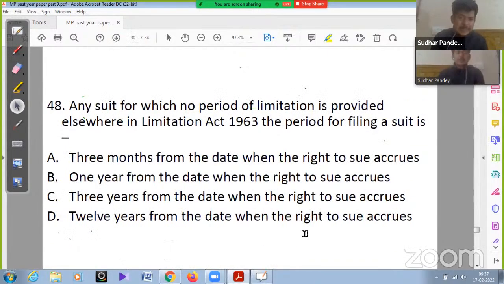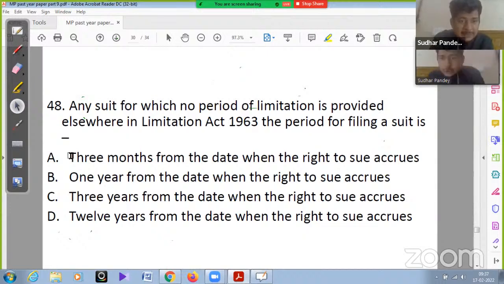Question number 48. When a suit for which no period of limitation is provided elsewhere in the Limitation Act 1963, the period for filing a suit is: A, 3 months from the date when the right to sue accrues. B, 1 year from the date when the right to sue accrues. C, 3 years from the date when the right to sue accrues. D, 12 years from the date when the right to sue accrues. Right? Question number 47, yes, Harshvardhan Gautam ji, B is the correct answer.